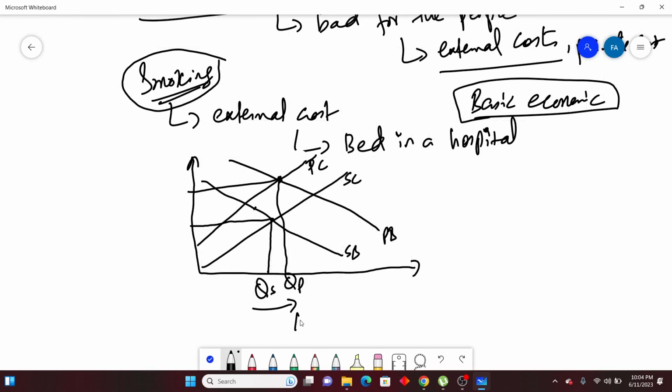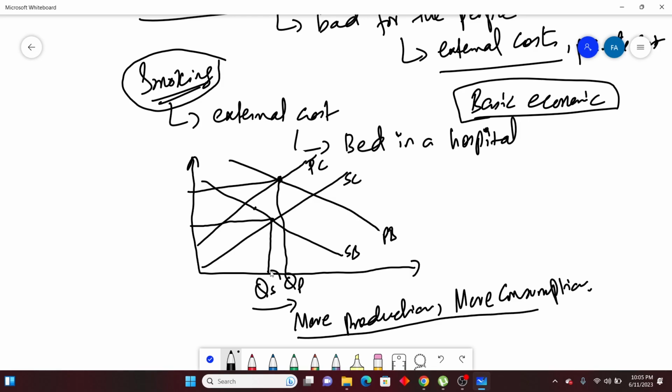There is more production. More production means that there will be more consumption, because things are equated in this graph, because social costs and social benefits are equated. So this means that you should produce at QS, but you're producing at QP. So this is something wrong. Demerit goods are always overproduced. They are always overconsumed in a society.